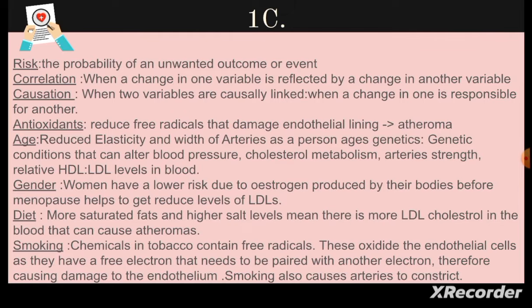1C. You have to know the definition for correlation and causation and the definition of risk. You have to know why each risk factor is a risk factor. So why antioxidants reduce the risk: they reduce the risk of cardiovascular disease because they reduce free radicals that damage endothelial lining that would otherwise cause an atheroma. And why age is a risk factor, why gender is a risk factor, and why diet is a risk factor, why smoking is a risk factor.